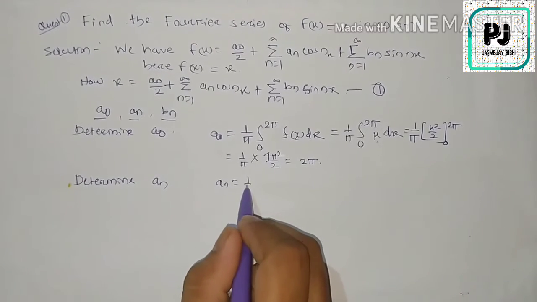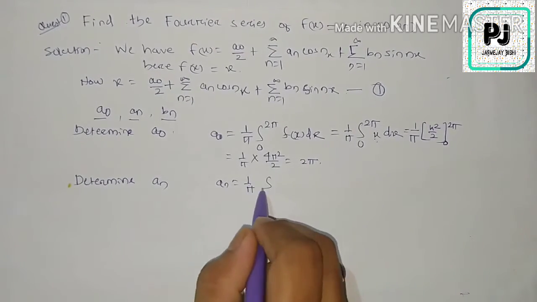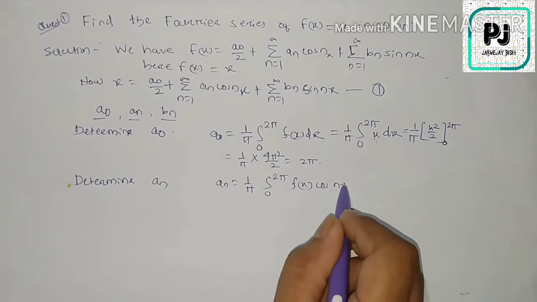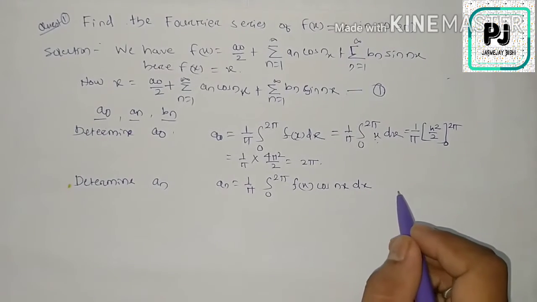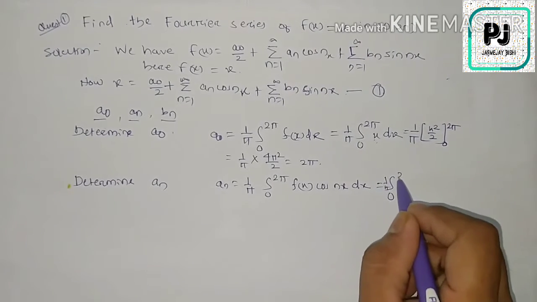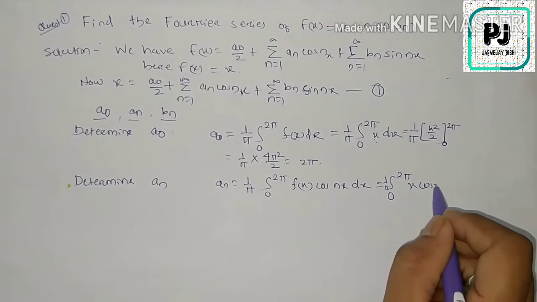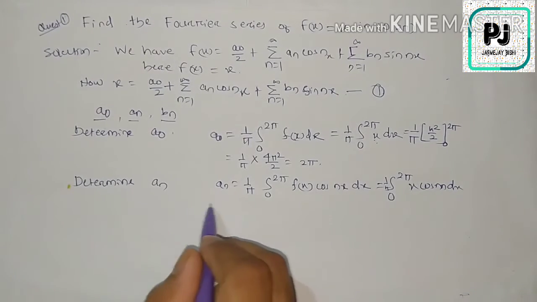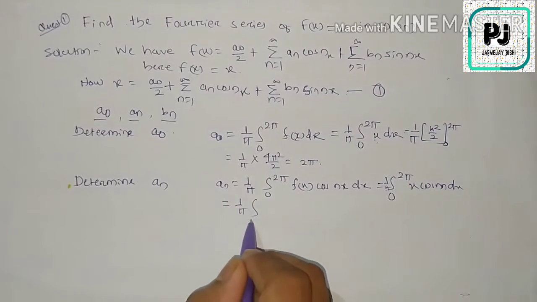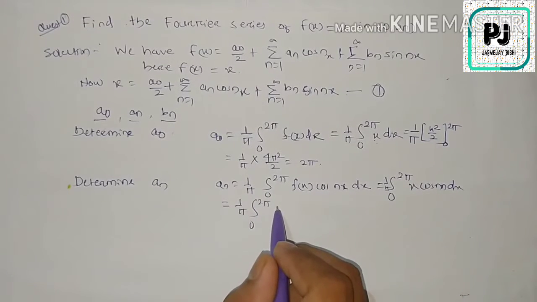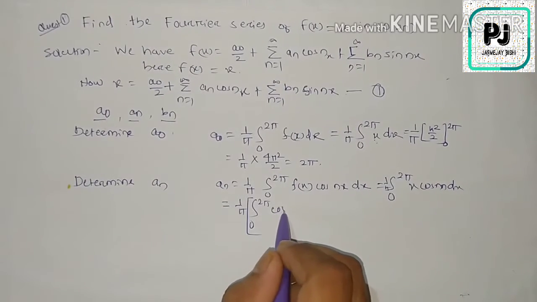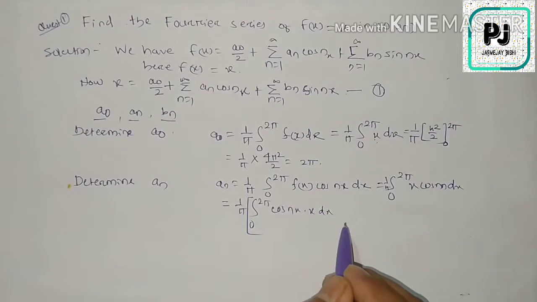So an has the formula 1 by pi, 0 to 2 pi f(x) cos nx dx. This is the formula. So now in place of that f(x) we have to put the value of x, 0 to 2 pi, 1 by pi, 0 to 2 pi x cos nx dx. Now we have to use the formula there, 1 by pi and 0 to 2 pi, cos nx into x dx.